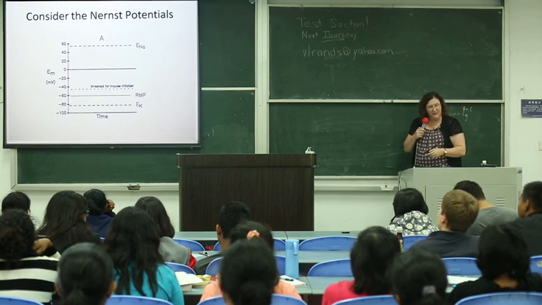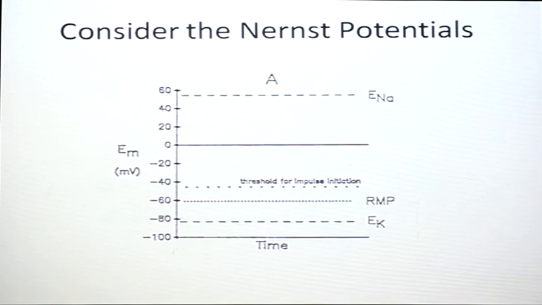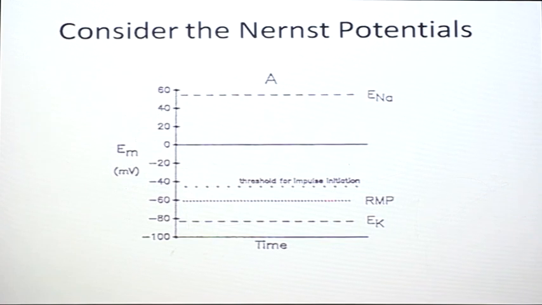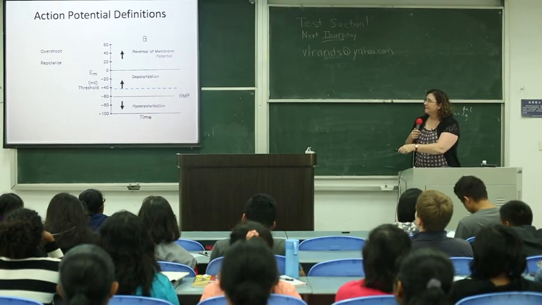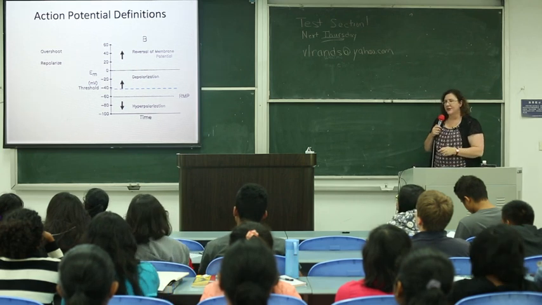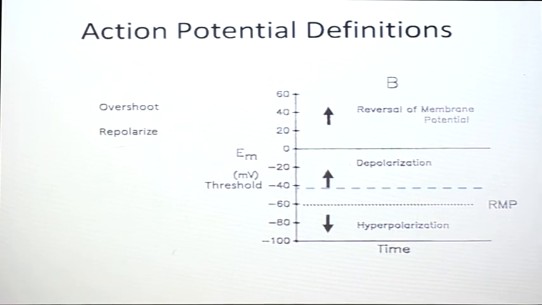So we have to learn some nomenclature, and we have to learn some more things to remember. We said that the equilibrium for sodium was up here. The equilibrium for potassium is down here. RMP stands for resting membrane potential. And then we have this other little thing we have to introduce, which says threshold for impulse initiation. So, you also saw that picture went way up and went way down. So we have to have names for all that.